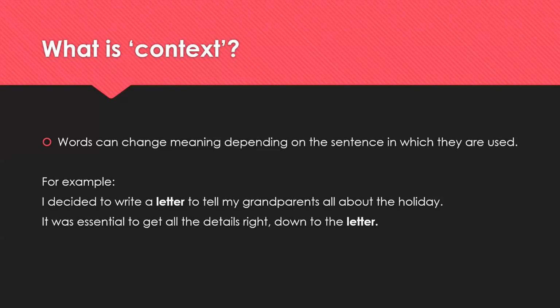Anyways, so context. Words can change meaning depending on the sentence in which they're used. So I've got two examples here, and I want you to see if anyone can explain how the meaning of the word has changed. In the first sentence, it says this: I decided to write a letter to tell my grandparents all about the holiday. That's sentence number one. Sentence number two: it was essential to get all the details right down to the letter.